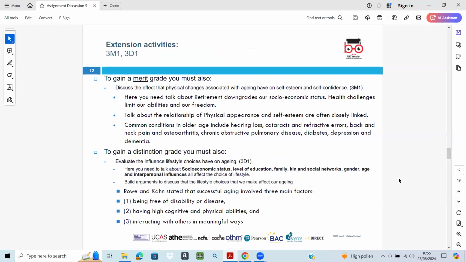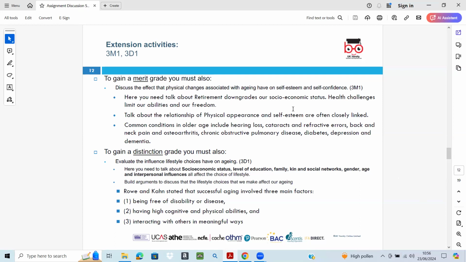Then for the next slide, we need to discuss the merit and the distinction criteria. These are related to 3M1 and 3D1. If we want to attempt the merit criteria, then we need to discuss the effects of physical changes on self-esteem and self-confidence.